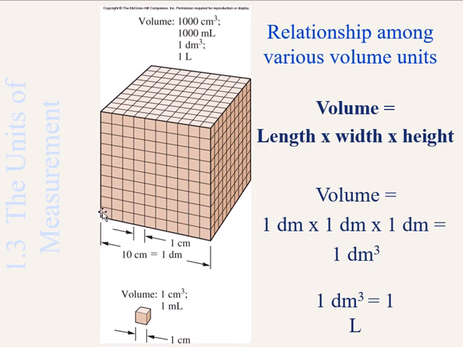Now here you also see it further divided into smaller cubes. The smaller cube represents 1 centimeter, and if we were to multiply 1 centimeter times 1 centimeter times 1 centimeter, we have 1 centimeter cubed. 1 centimeter cubed equals 1 milliliter. Please be aware of these relationships, as they are very important going forward.